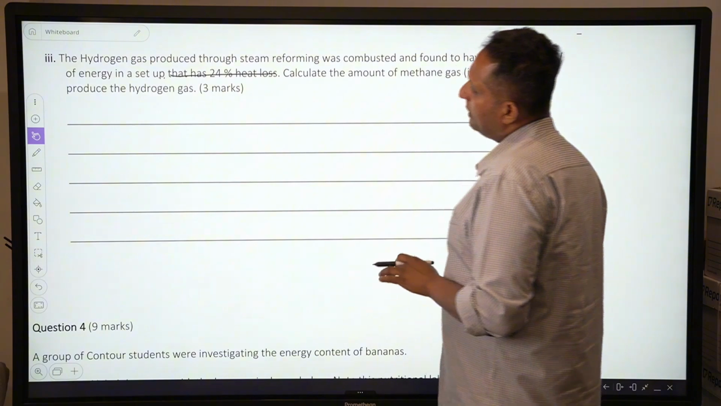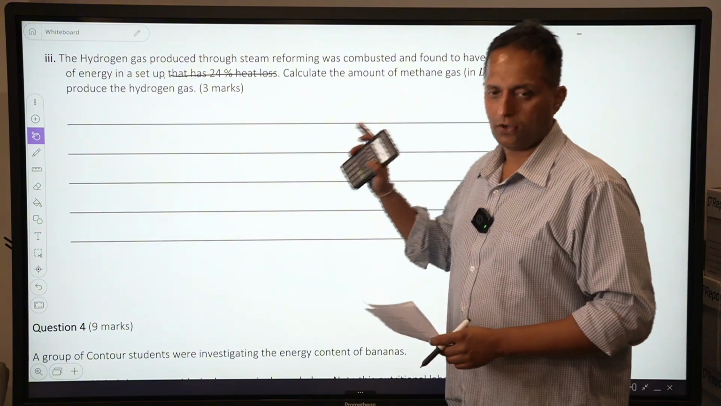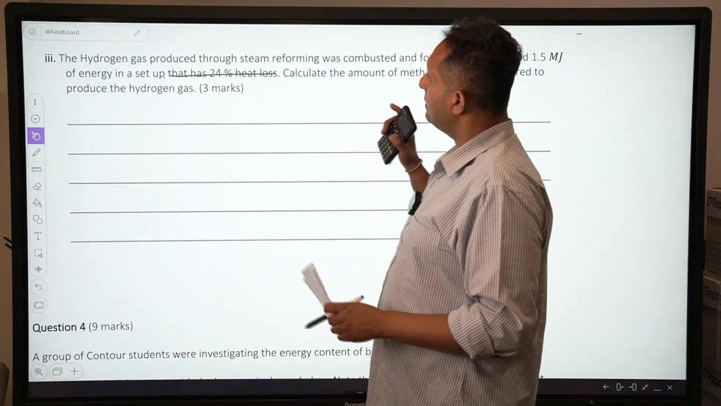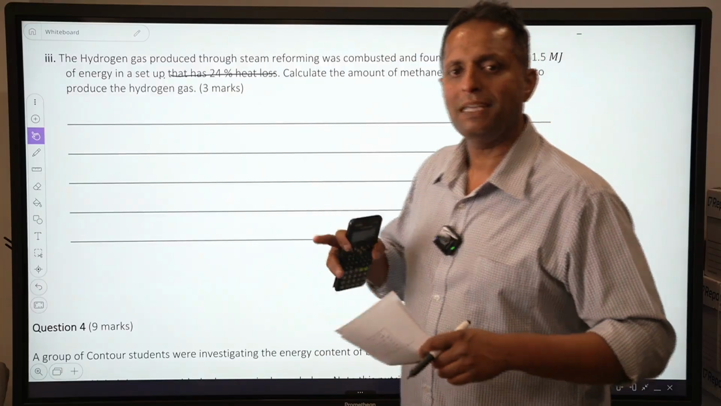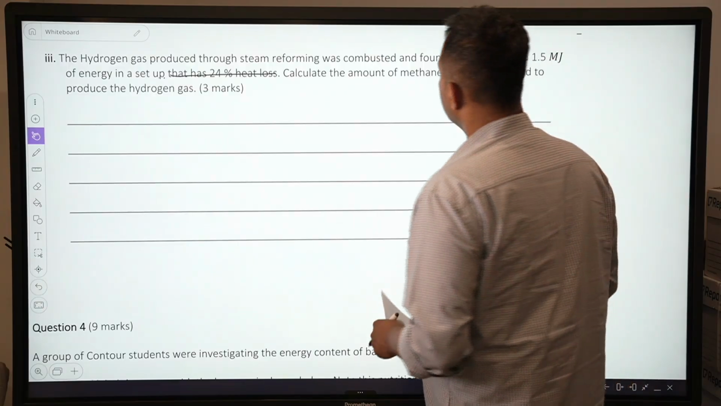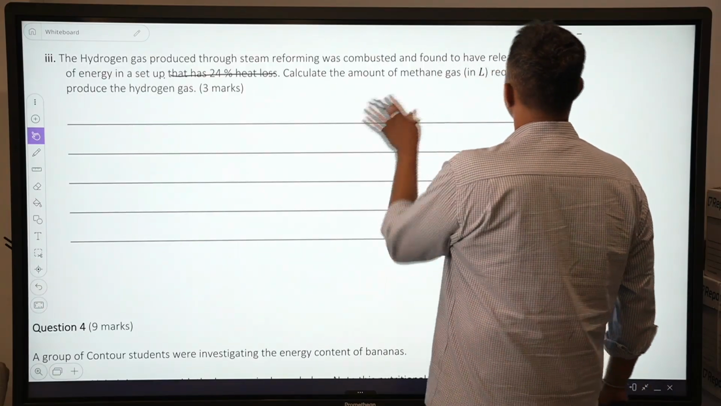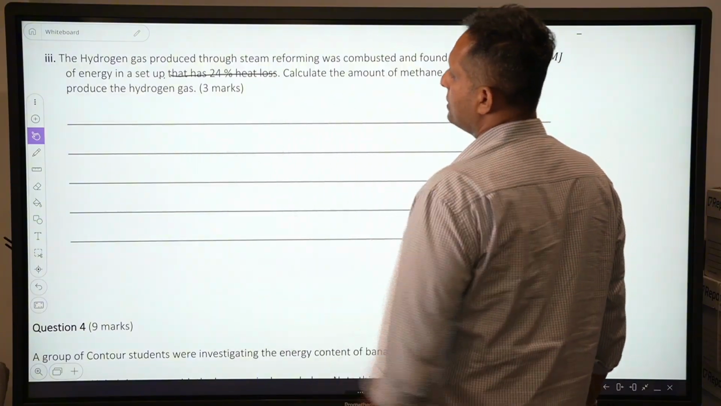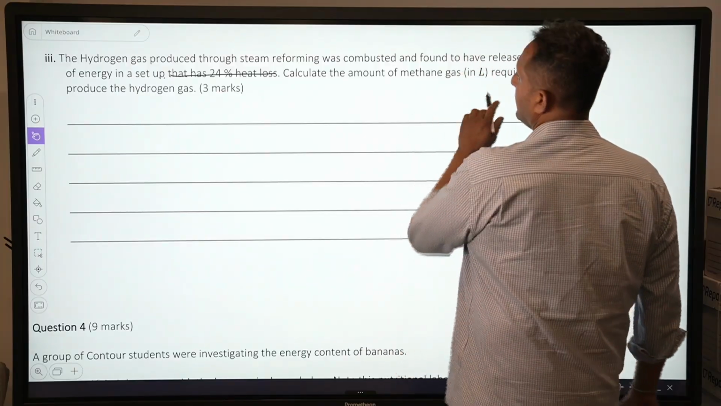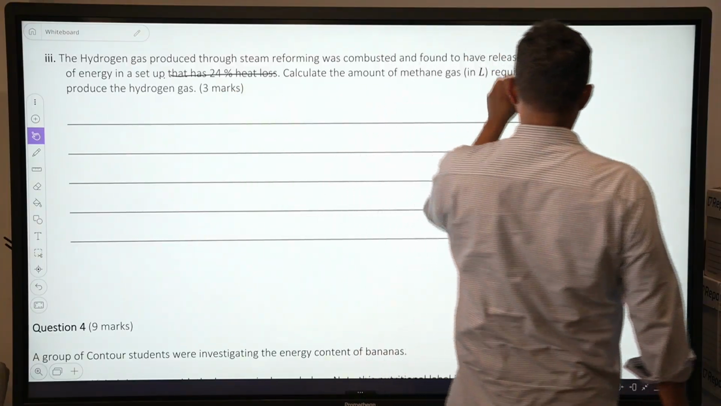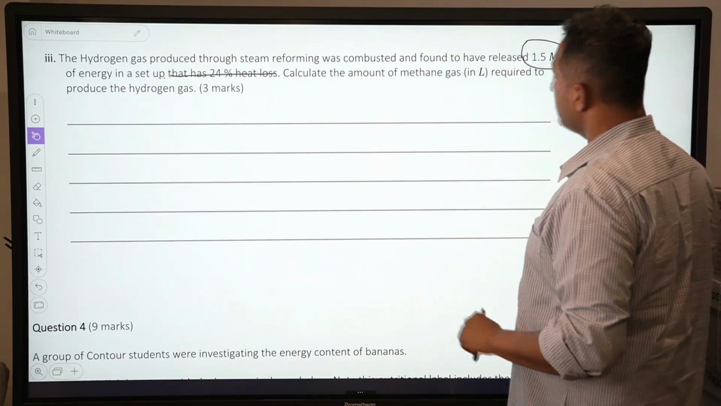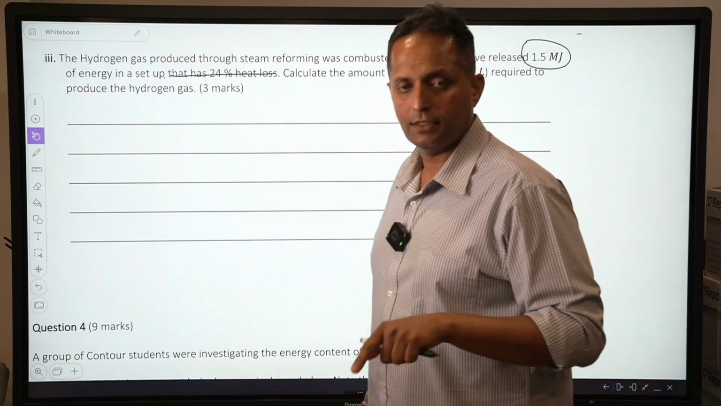So I'm going to say there is no heat lost. In other words, all the energy that the hydrogen released has been absorbed or has been measured, which is going to be 1.5 megajoules. Now the question is asking you to calculate the amount of methane gas required to produce that amount of hydrogen gas. So firstly, now this energy, what energy? This energy was released due to the burning of the hydrogen. Is that clear?